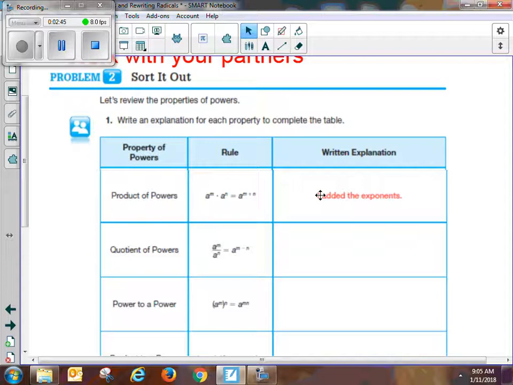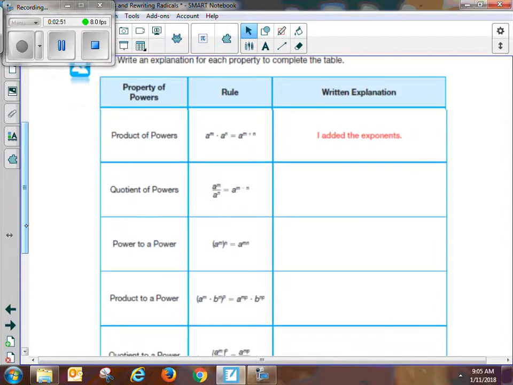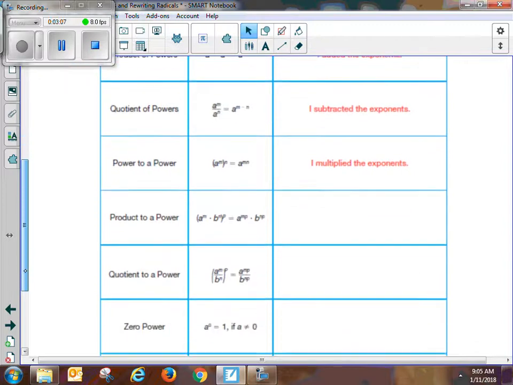Okay, I'm going to pull you guys back together. So for the quotient of powers, you saw like base division. What did you tell your friend to do? Subtract. Good. Okay, next. Power to a power. All we had to do was what? Multiply the exponents.